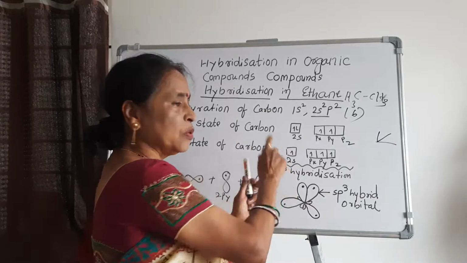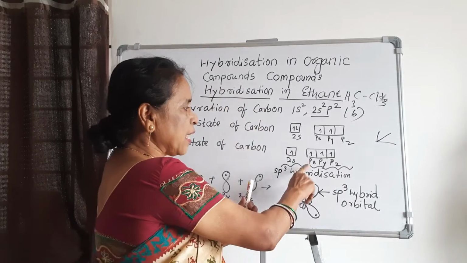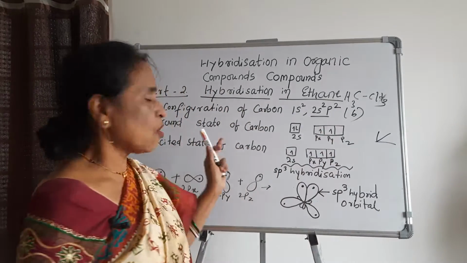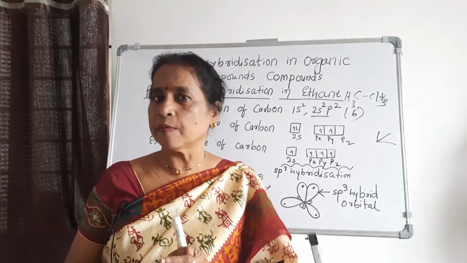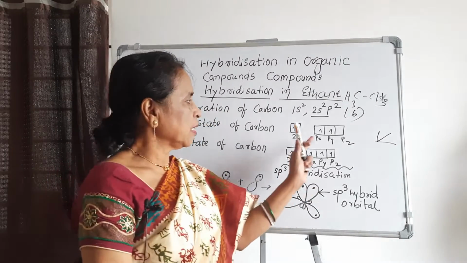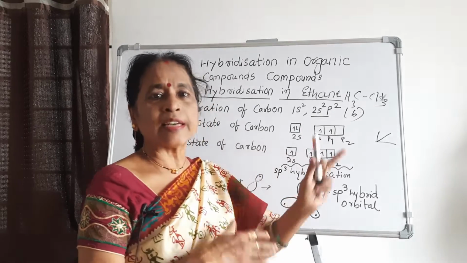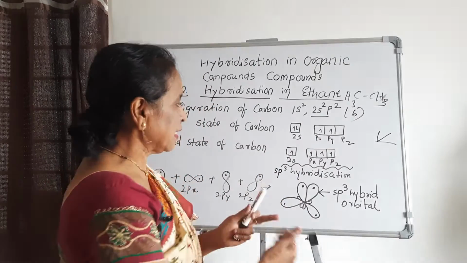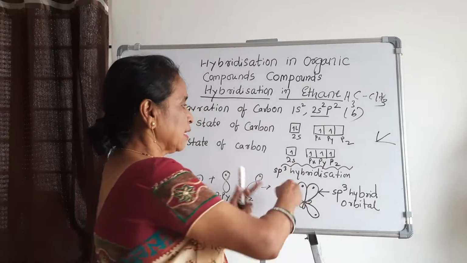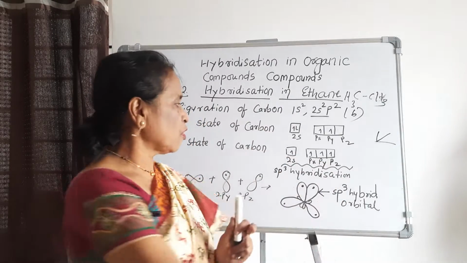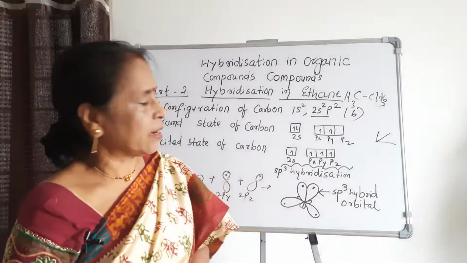You see 2s1 unpaired electron, px, py, pz. This is called the excited state of carbon. Why? Because it would be divalent, but actually it is not divalent, it is tetravalent. That is why scientists developed the theory of excitation, the jumping of an electron from a lower level to a higher level.